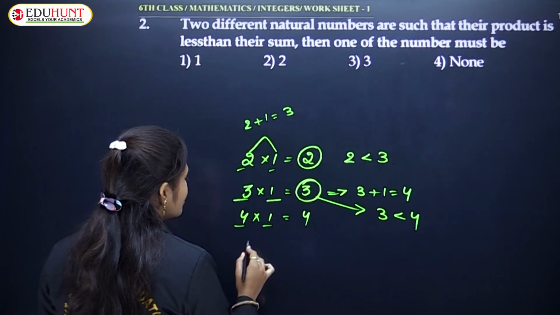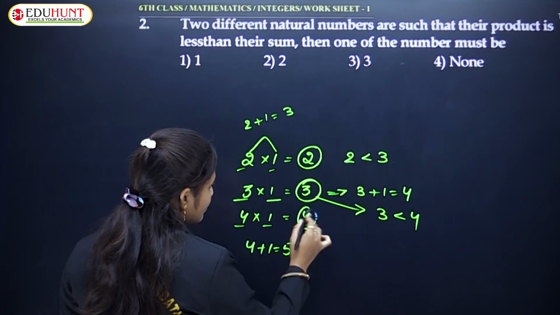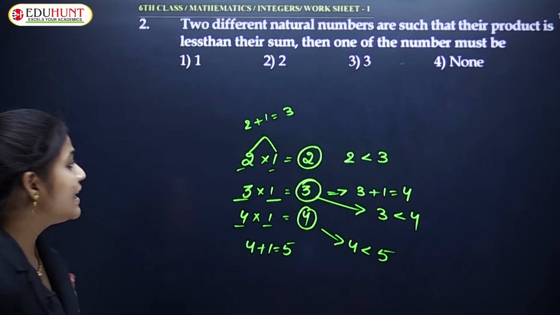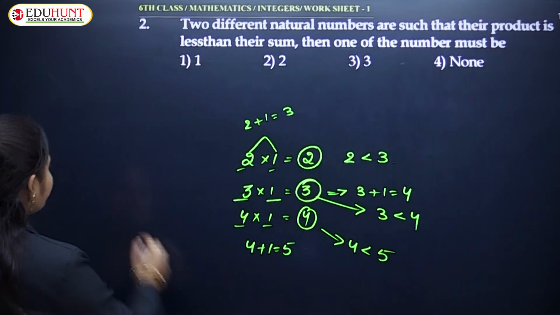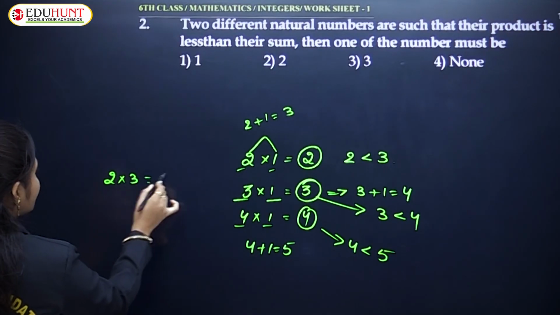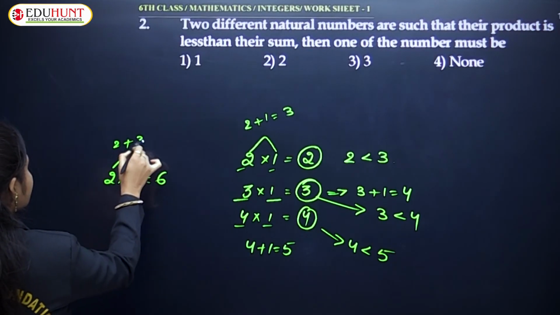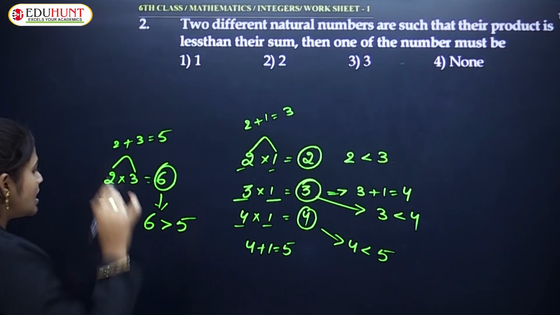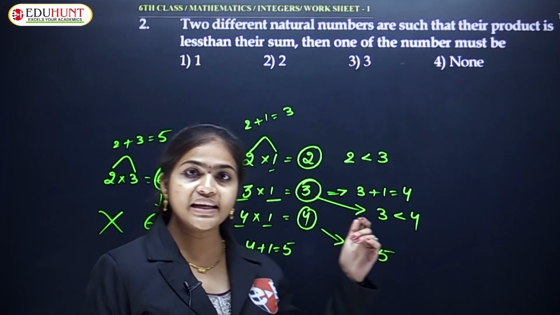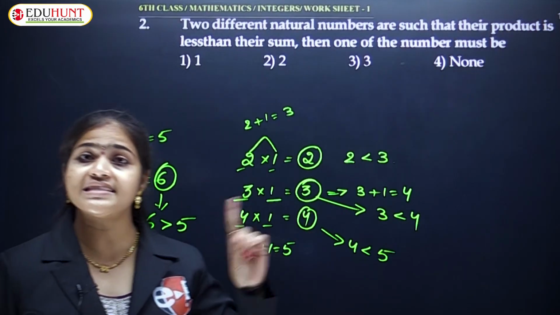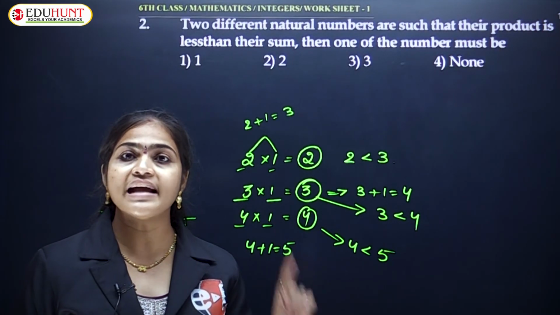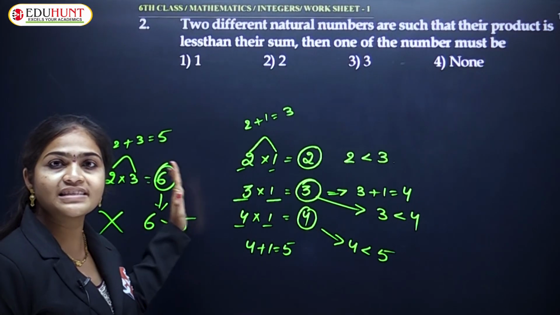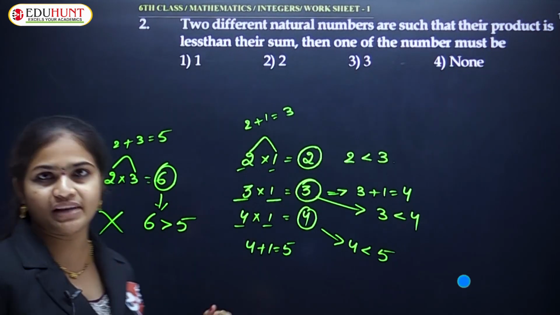Understand? In the same way here also, 4 plus 1 is 5. So here, 4 is less than 5. Does it satisfy for any other numbers? Just take 2 into 3. 2 times 3 is 6. And here 2 plus 3 is equal to 5. So here 6 is greater than 5. This is not satisfying. So if you take the product of any other two natural numbers, except with 1 as one of the natural numbers, then the product is always greater than the sum of the given numbers.